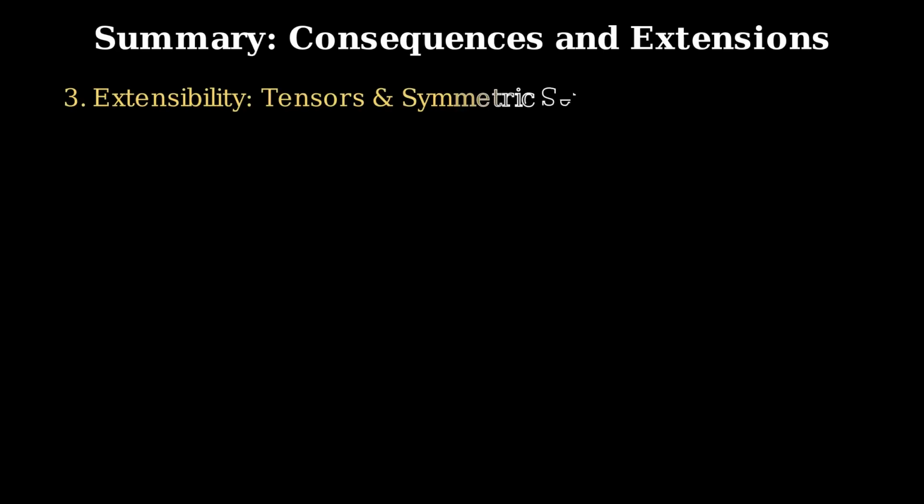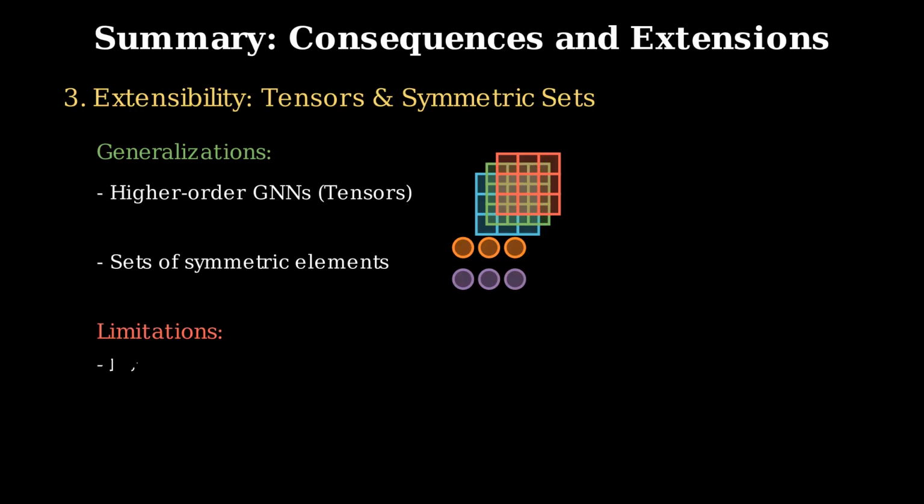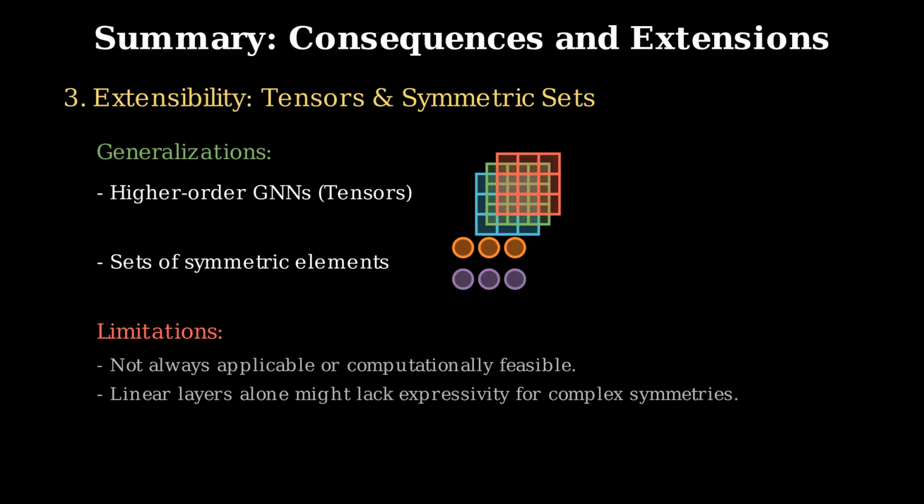Finally, let's look at extensibility and limitations. This mathematical framework can be generalized to higher-order graph neural networks using tensors. It can also be applied to complex sets of symmetric elements. But there are limitations. Solving for these basis elements is not always computationally feasible for complex symmetries, and linear layers alone might lack the expressivity needed for advanced geometric tasks.